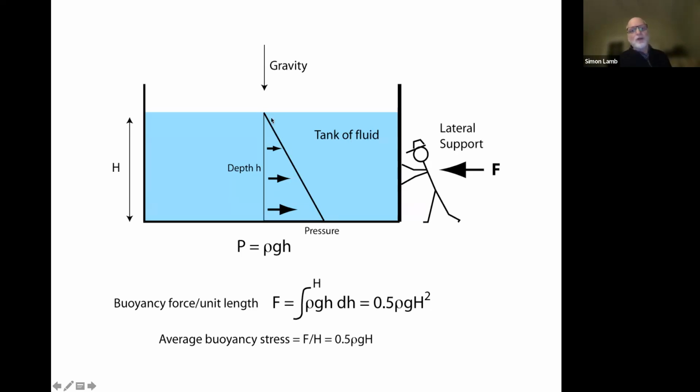And we can think of what this lateral push is in terms of what we call a buoyancy stress, which is really just the integration of the pressure with depth. So for a tank, the pressure is just rho g h, where h is the depth of the tank and rho is the density of water, or in the Earth, the density of rock. So the average stress would be half rho g h. And the total force is actually half rho g h squared, because the stress is applied per unit length, times the depth of the tank.